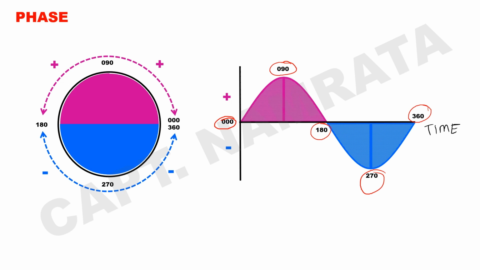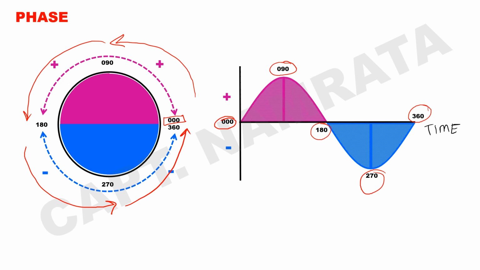On the left side you can see that this will be the starting point. Then the wave goes to the maximum, 90, comes back to 180, that is the time axis. It goes to 270 and it will come back to 360. So 0, 180, 360, even though they are on the same axis, they will still have different phases.